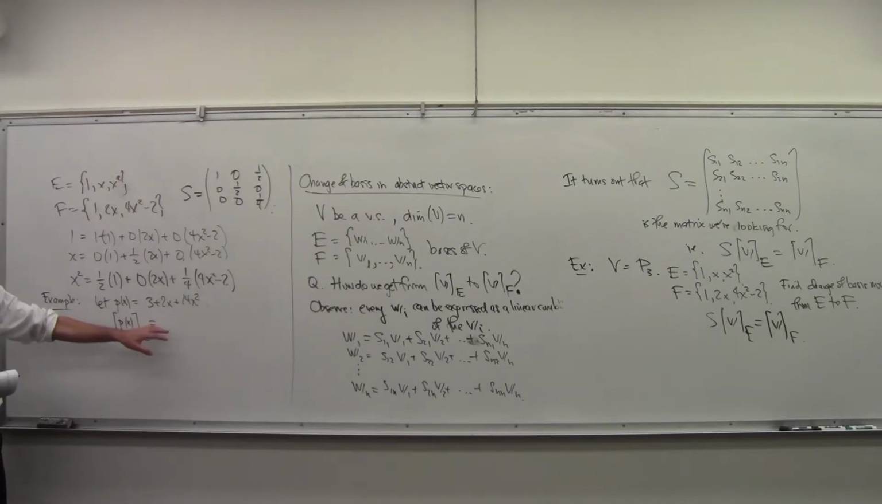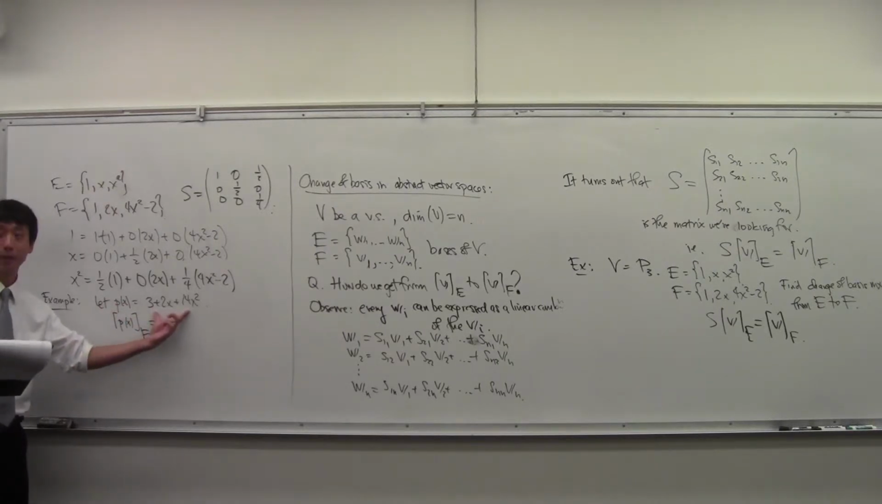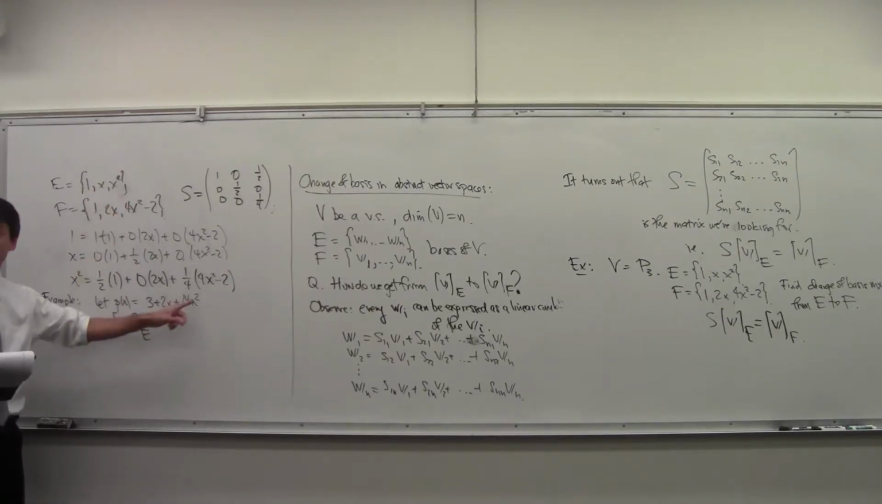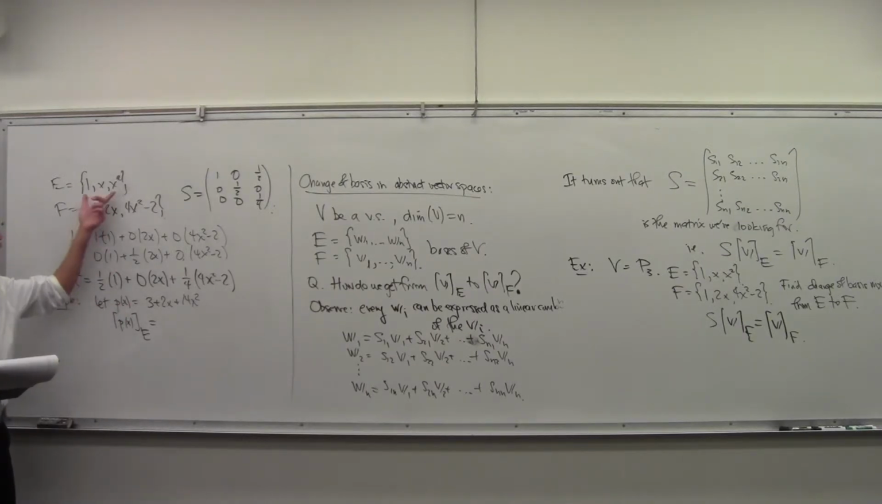Dan: Going down the columns, 3, 0, 0, 0, 2, 0. No. The coordinate vector of this with respect to E, right? To get the coordinate vector, remember, you have to express this as a linear combination of these, and then take the coefficients. You have a vector. How do you get its coordinate vector with respect to a basis? You express it as a linear combination of the basis, and then just use those coefficients. So you don't get a matrix, you get a vector.